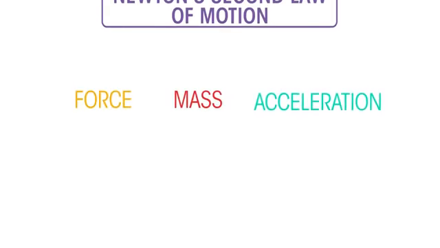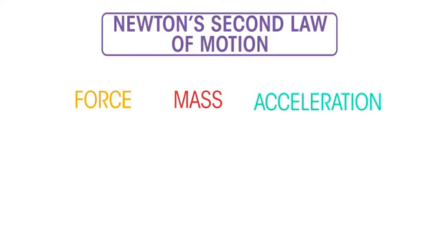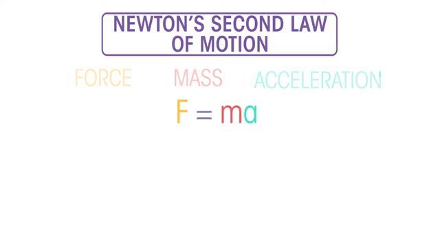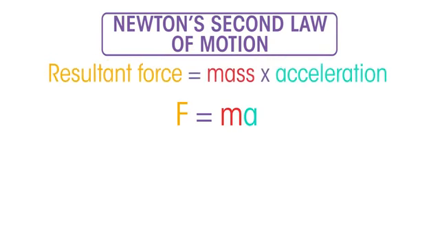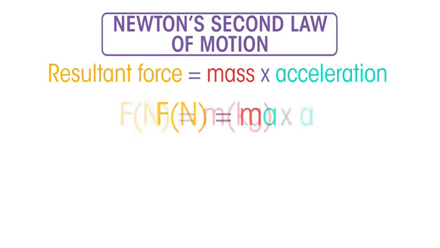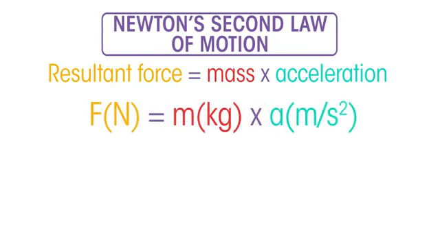The relationship between force, mass, and acceleration is known as Newton's second law of motion. It can be summarized in this equation. Resultant force equals mass times acceleration. When force is measured in newtons, mass is measured in kilograms, and acceleration is measured in meters per second squared.